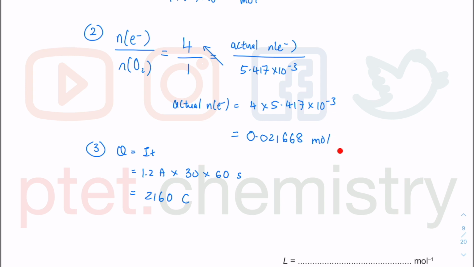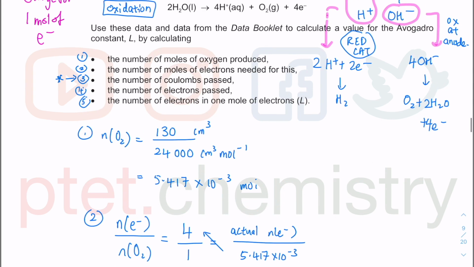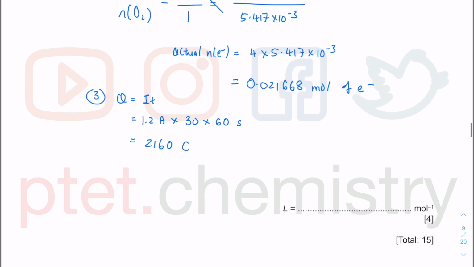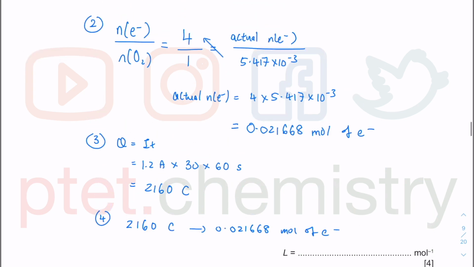So this much mole of electrons is for 2160 coulomb altogether. What's the next thing that they want? The number of electrons passed. If you look at the data booklet, of course, you'll be given this data in the question for the new syllabus, obviously. So we know that this charge, 2160 coulomb, is for 0.021668 mole of electrons. What are we trying to find actually?